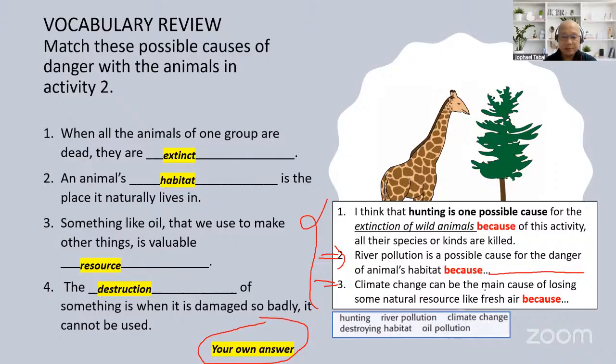Climate change can be the main cause of losing some natural resource like fresh air because, so again, I want you to finish the sentence with your own answers, okay? Right. Let's also do this in 1 minute, okay? And after that, I'm going to ask you to give your answers, all right?